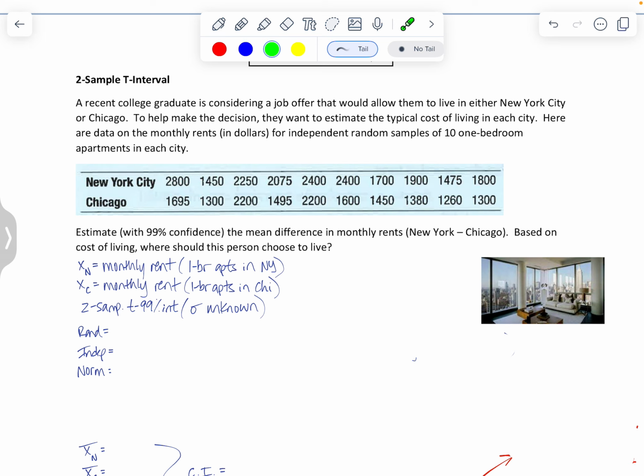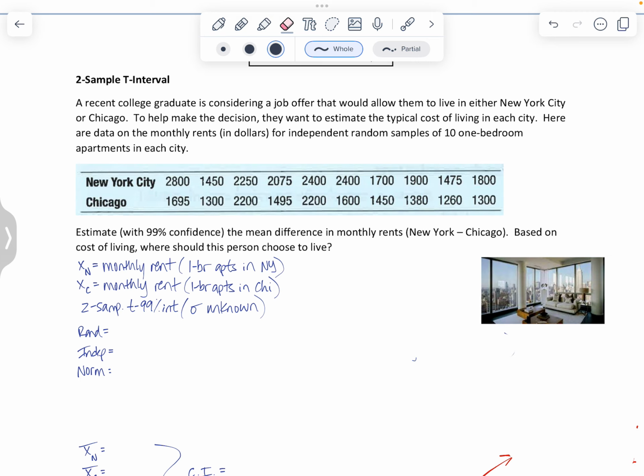We are doing a two sample t 99% confidence interval, 99 because that was given in the question, and it is a t interval because we don't know the sigma from the population. It would be impossible to have every single rented one bedroom apartment for rent in New York City, so we don't know the sigma for the entire population. We only have 10 from New York, 10 from Chicago.